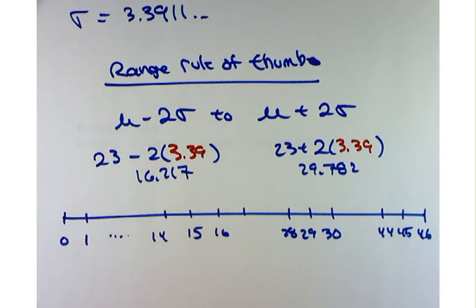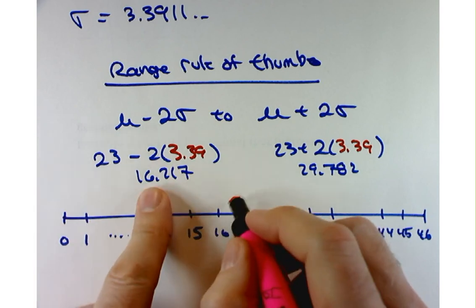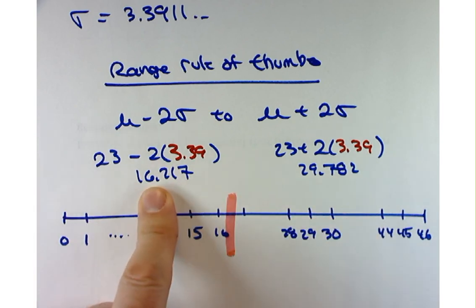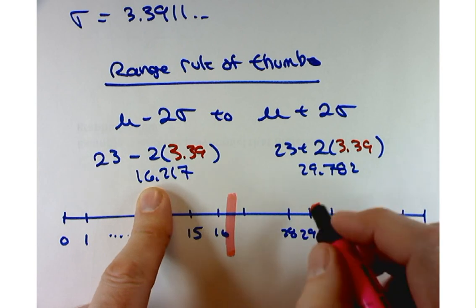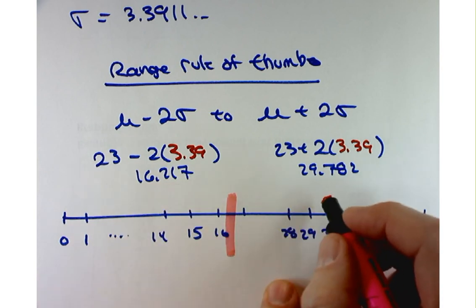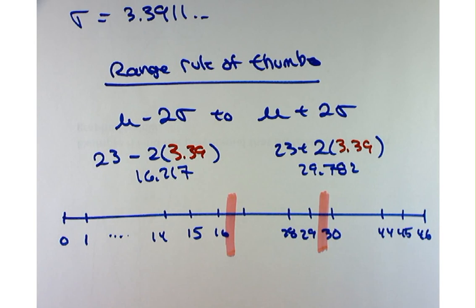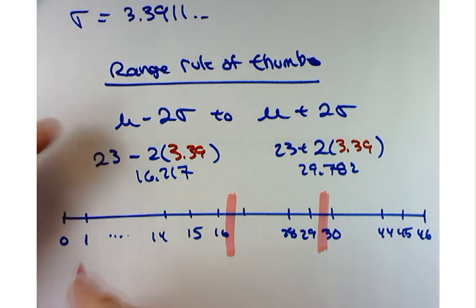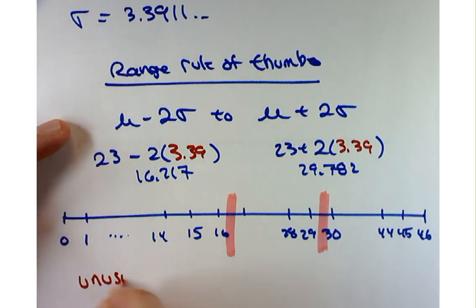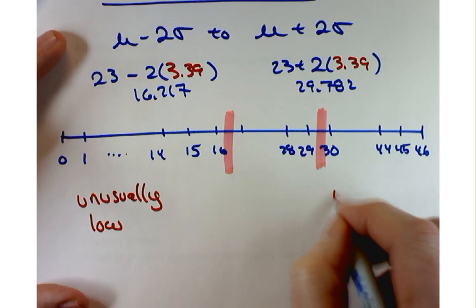So I want to determine what events are unusual and what events are more typical. So here's the cutoff. The cutoff is 16.217. And on the other end, it's 29.782. So what events would you list as the unusually low? And this would be unusually high.